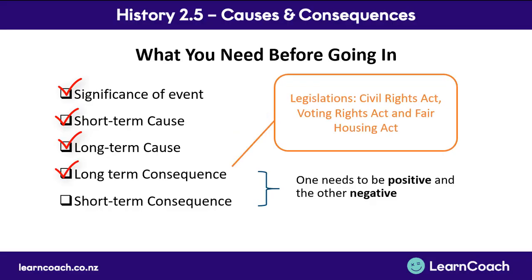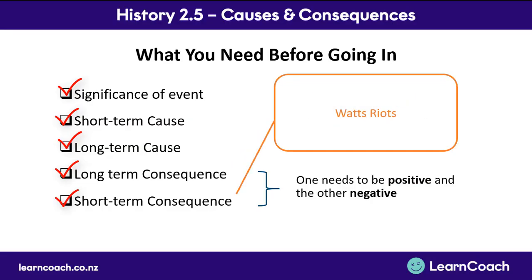My long-term consequence involves the legislations enacted due to the movement, which are the Civil Rights Act, Voting Rights Act, and Fair Housing Act. This is also my positive consequence. My short-term consequence involves the Watts riots, which is also a negative consequence.